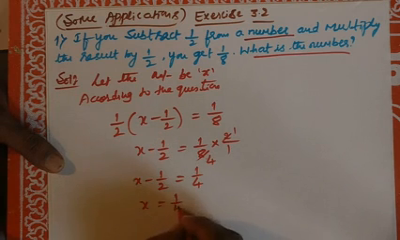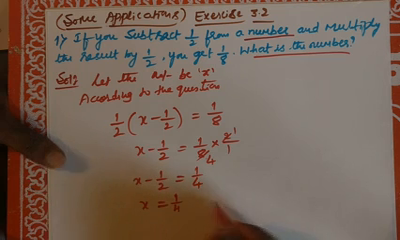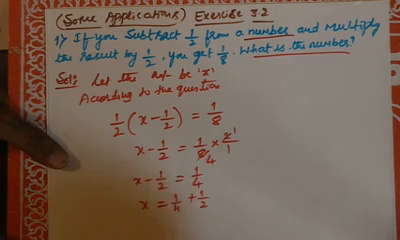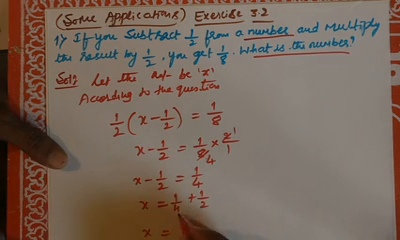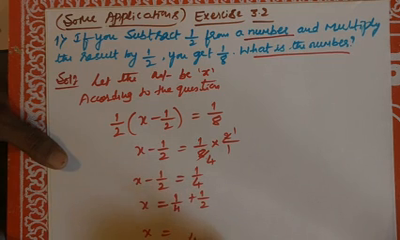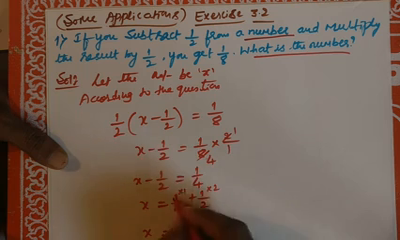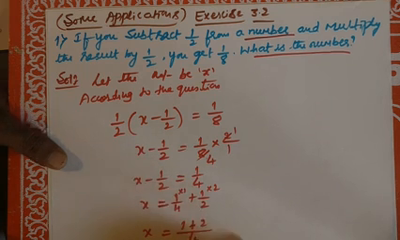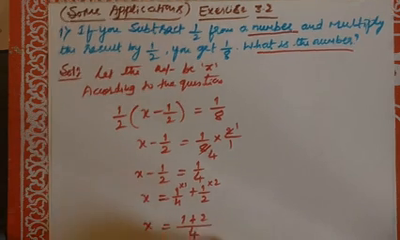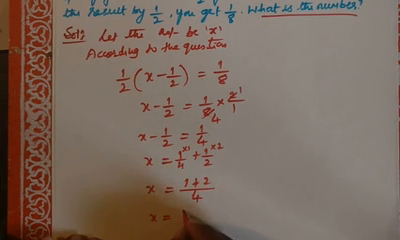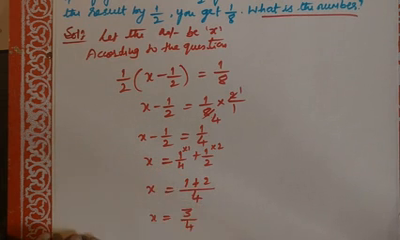x is equal to 1 by 4. This minus 1 by 2 transfers to the RHS. It will be plus 1 by 2. LCM of 4 and 2 is 4. 4 1s are 4, 2 2s are 4. 1 1s are 1, plus 1 2s are 2. x is equal to 1 plus 2, that is 3 by 4.